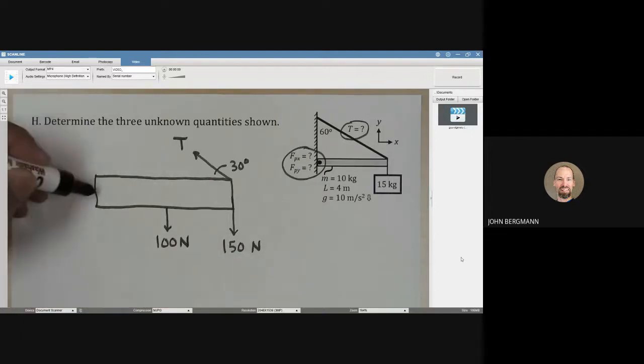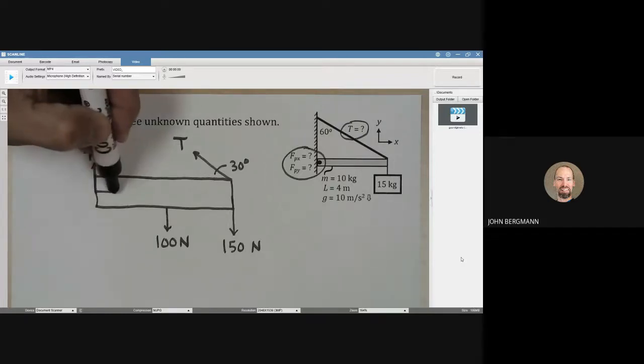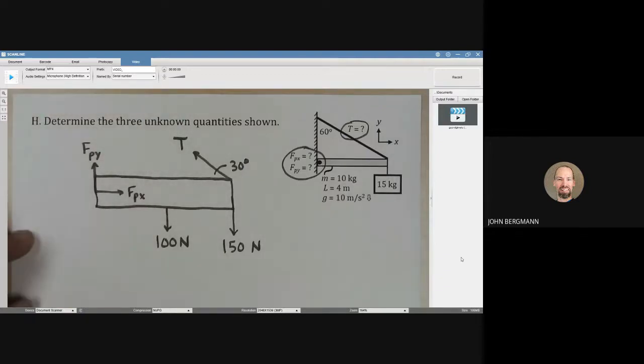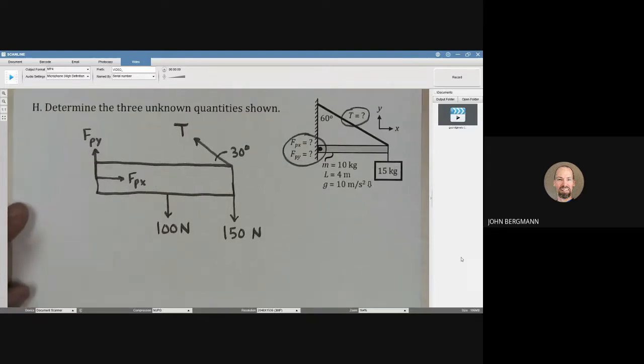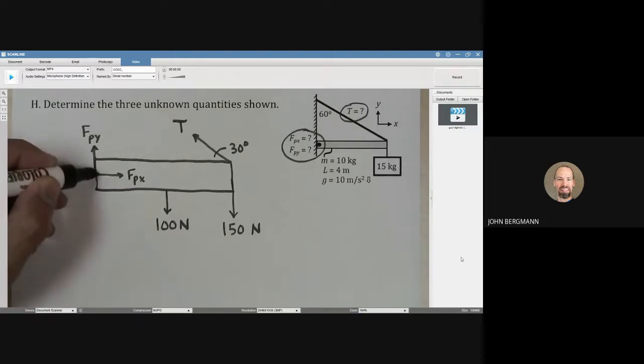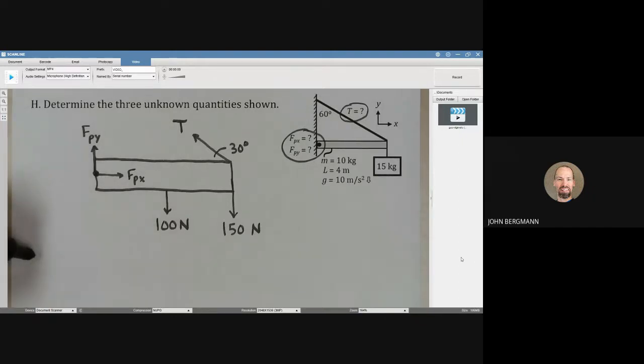And then this pin is going to exert some force in the Y direction. We'll call that F pin in the Y direction, and then it's going to exert some force in the X direction, the force from the pin in the X direction. What should we do here? We can sum the forces, we can sum the torques. Why don't we sum the torques about this point right here? So let's try that. We're going to sum the torques about the pin right there.